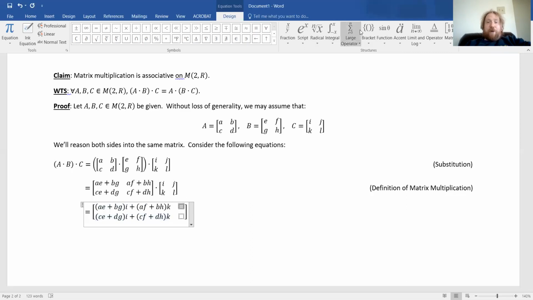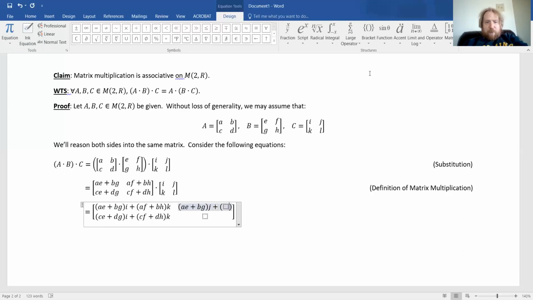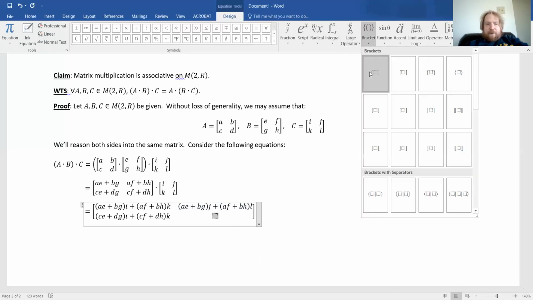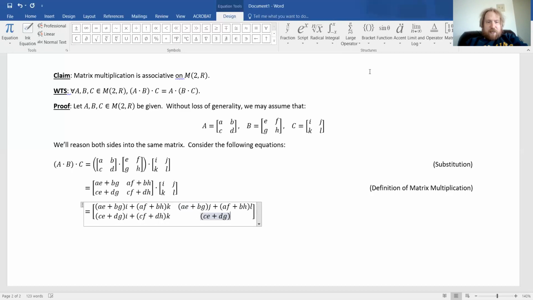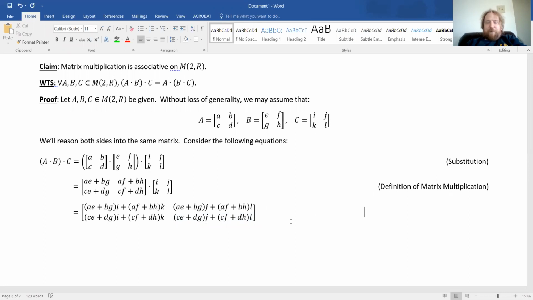In the second column, we're going to have AE plus BG times J plus AF plus BH times L. And then we're going to have CE plus DG times J plus CF plus DH times L. Again, by definition of matrix multiplication.